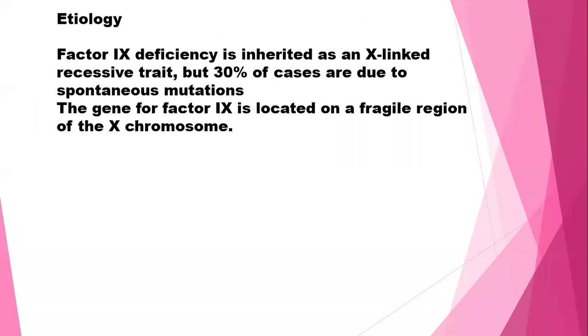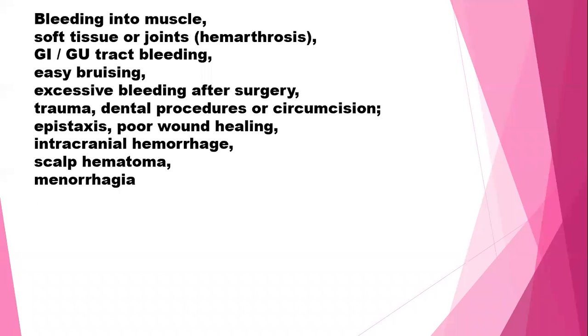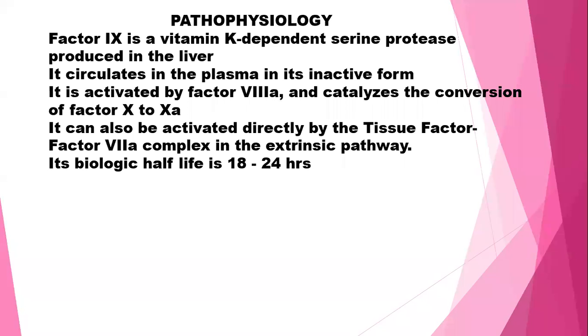Etiology: factor IX deficiency is inherited as an X-linked recessive trait, but 30% of cases are due to spontaneous mutations, and the gene is again located on the fragile region of the X chromosome. Bleeding into the muscles, soft tissues, joints, gastrointestinal and genitourinary tract, easy bruising, excessive bleeding after surgery, trauma, dental procedures, circumcision, epistaxis, poor wound healing, intracranial hemorrhages, scalp hematoma, menorrhagia.